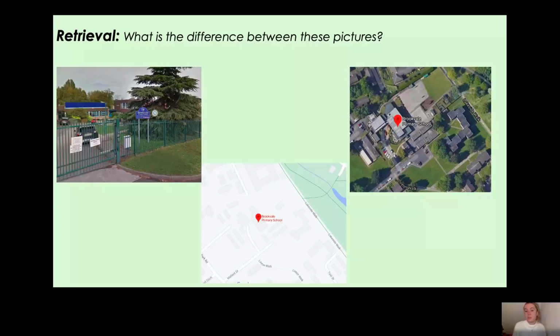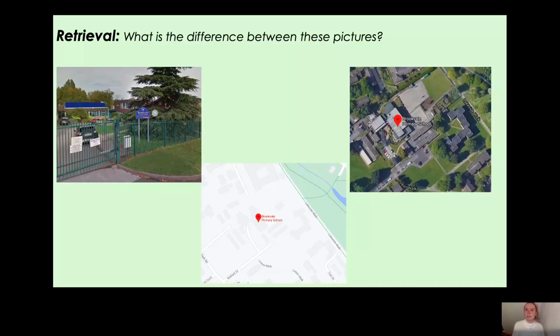Well, the first one is just a simple map, isn't it? You can just see the roads and the park and the lake, and you can see a point where the school is. But the other one is an aerial photograph. Okay, so it's a more detailed photograph of the school.